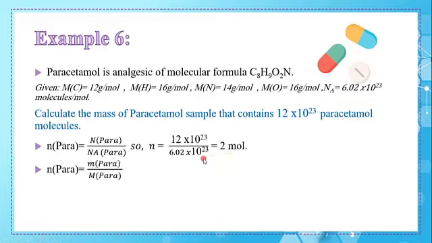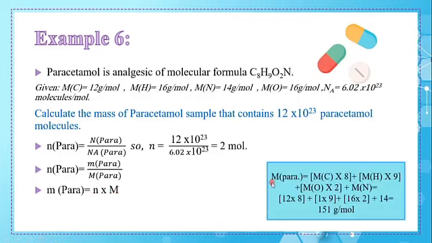Now, using the relation number of moles of paracetamol equal to the mass of paracetamol over the molar mass, we can find the mass of paracetamol, which is equal to the number of moles multiplied by the molar mass of paracetamol. The molar mass of paracetamol could be calculated from the molecular formula, which is equal to the molar mass of carbon multiplied by 8 plus the molar mass of hydrogen multiplied by 9 plus the molar mass of oxygen multiplied by 2 plus the molar mass of nitrogen. The answer is 151 grams per mole.